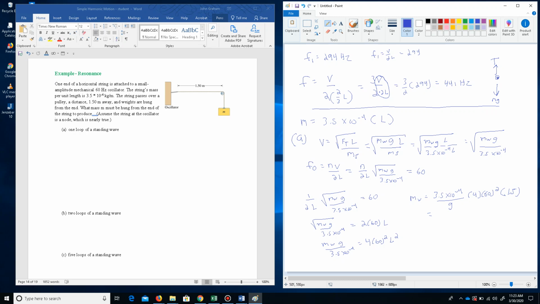So let's see, 4 times 60 squared times 1.5 times 3.5 times 10 to the negative 4 divided by 9.8. And we get the mass is 0.771.